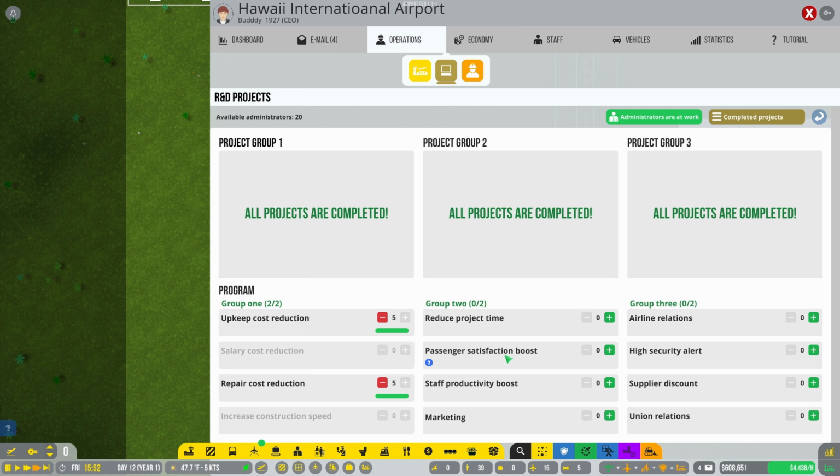Reduce project time, we don't have to worry about that. Satisfaction of passengers, staff productivity, and marketing. So I'm gonna put 5 in here right now, productivity. And I'm just gonna take the other one and put 5 in marketing. Once we get to commercial airport, what I'm going to do is bump this up. But if you take a look at this one, you can see that we have a total of 5. It's maxed out. There we go. That's what I'm looking for.